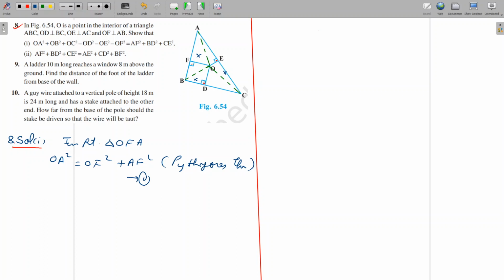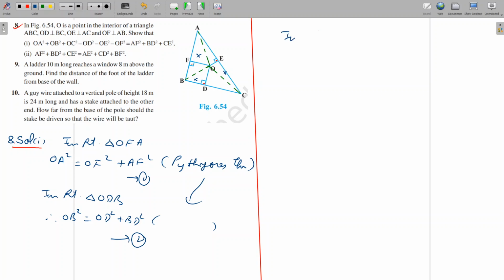Similarly, in right triangle ODB, angle D is 90 degrees, so OB will be the hypotenuse. Therefore, we will have OB square equal to OD square plus BD square. Here, for the same reason, we write the Pythagoras theorem. Let this be second.